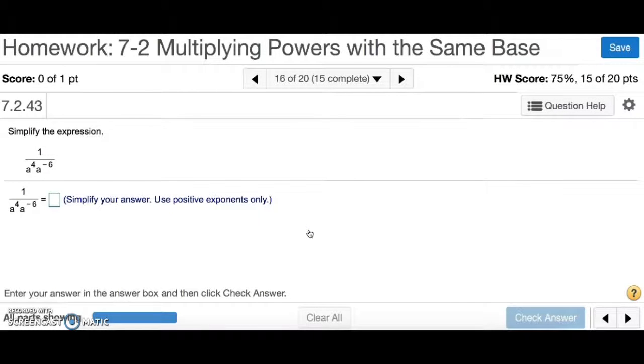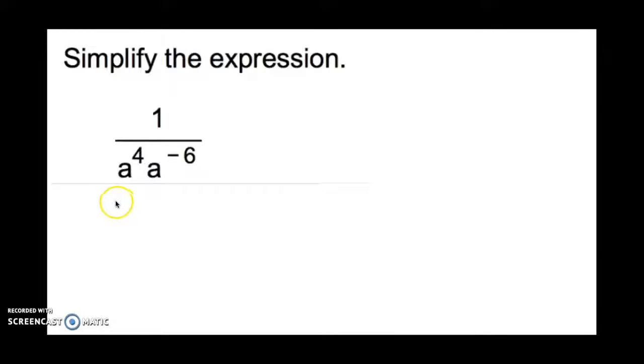Okay, number 16. It is asking me to simplify the expression. I have 1 over a to the 4 times a to the negative 6. Let's take a closer look at that. The first thing I notice is that I have 2 terms with the same base down at the bottom, so I'm going to want to simplify them first. Since they're being multiplied, I can add the exponents. So 4 plus negative 6 gives me negative 2.